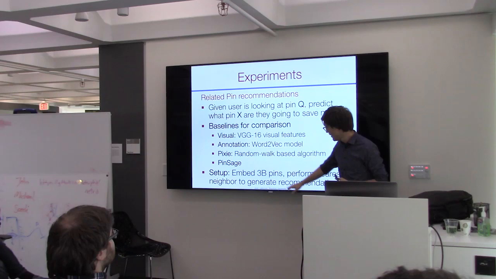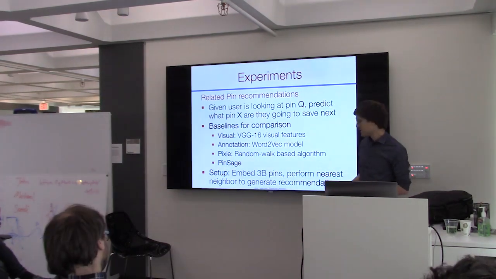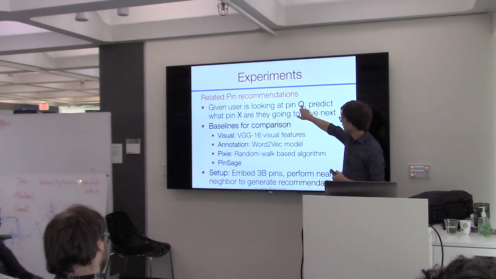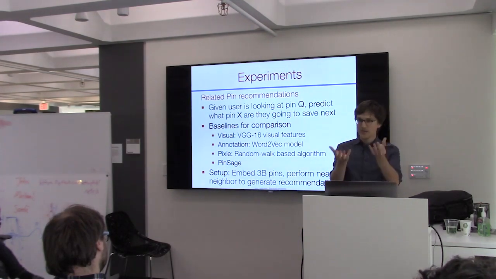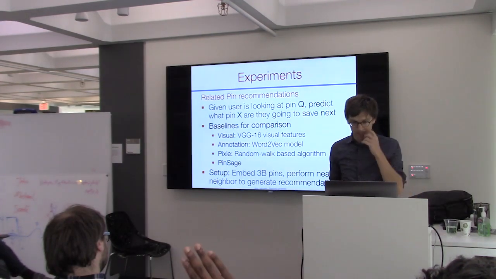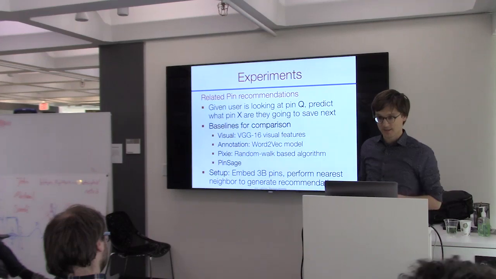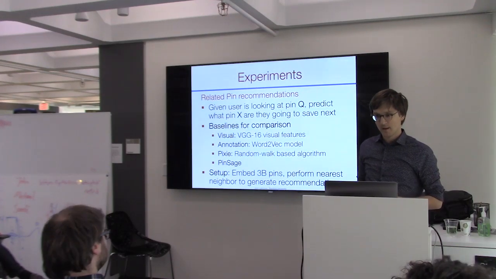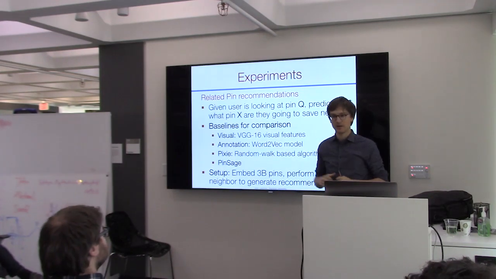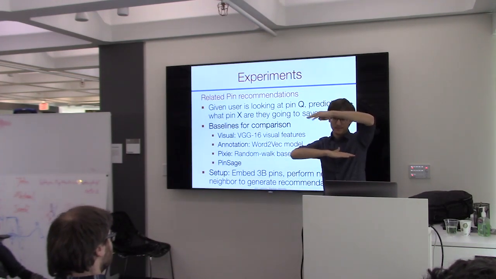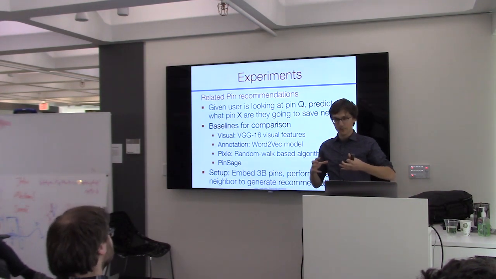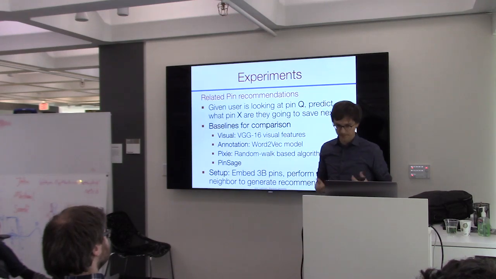And the idea is that I want to embed the 3 billion pins, and then I want to perform a nearest neighbor query between the query and all other pins, and see how high up I ranked the true pin that the user is really going to interact with next. Yes. Just confirm, pin is like a collection? Pin is an image plus text, right? And pins belong to collections, and that defines the bipartite graph. Okay, and of course, every user can create their own collection and save some pins into it, right?